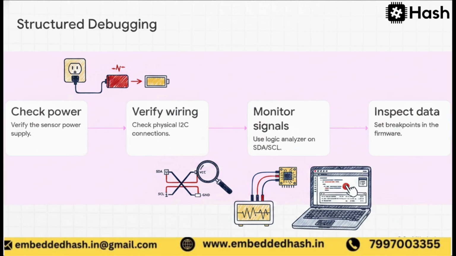Step 1, check the power supply. Is the sensor even getting juice? Step 2, verify the physical I2C wiring. Did a pin come loose? Step 3, hook up that logic analyzer to the data and clock lines to see if any digital communication is actually attempting to happen. Only after you have completely ruled out the physical world do you move to step 4, where you set breakpoints in the firmware and inspect the software data. Good debugging is always evidence-driven, never guess-driven.